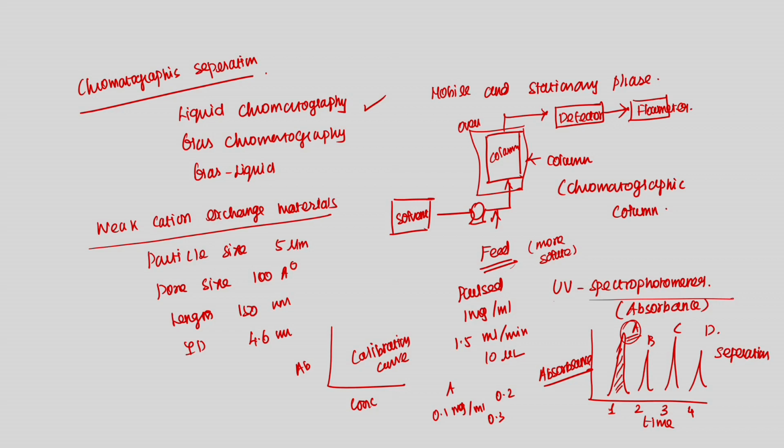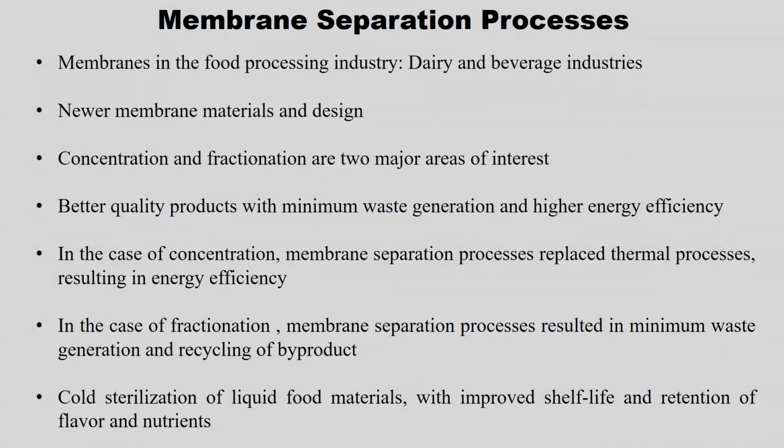We are only going to concentrate on the membrane separation processes, which are reverse osmosis, microfiltration, ultrafiltration, as well as nanofiltration, and also we will discuss electrodialysis. Okay. So, in the membrane separation process, the major usage is in dairy as well as beverage industry, and due to newer membrane materials and design, this field is very much useful in the food industries, and also the concentration and fractionation are the two major areas of interest in the membrane separation process.